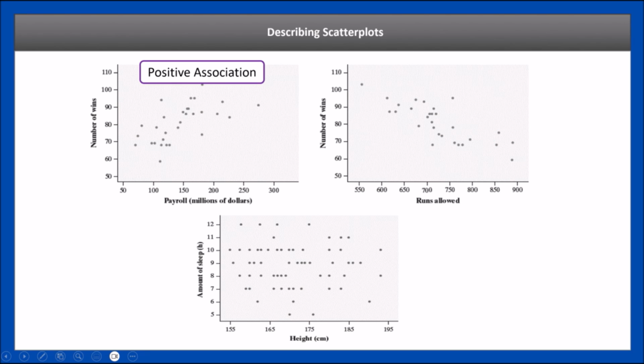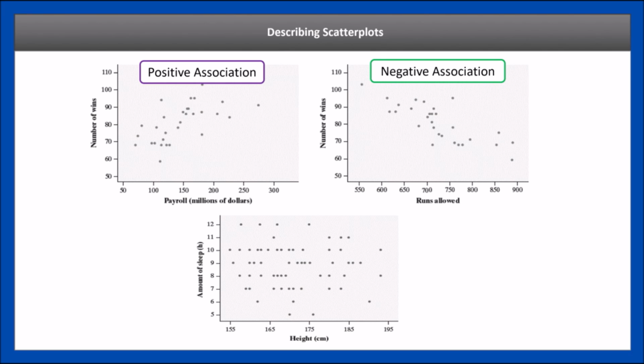And this is the number of wins versus the runs allowed. So for the MLB teams, if you allow your opponent to get runs, you're generally going to tend to lose, right? You're going to tend to have fewer wins. If you allow your opponents to have a bunch of runs and score points, you would expect that you would have a higher chance of losing, right? You would tend to lose. And therefore, we have a negative trend. We have fewer wins as we allow more runs.